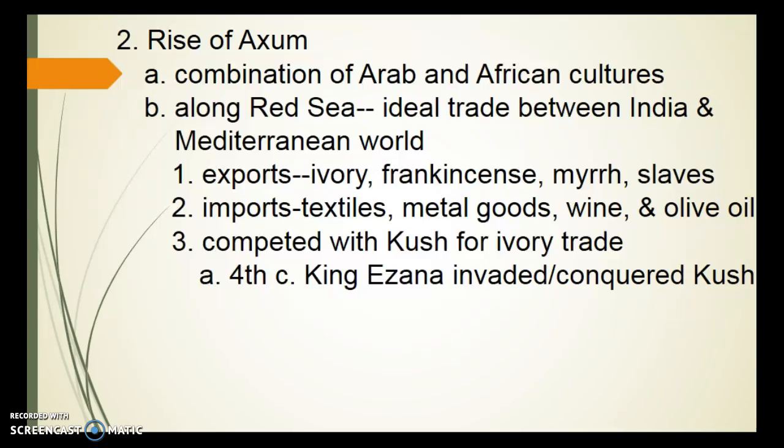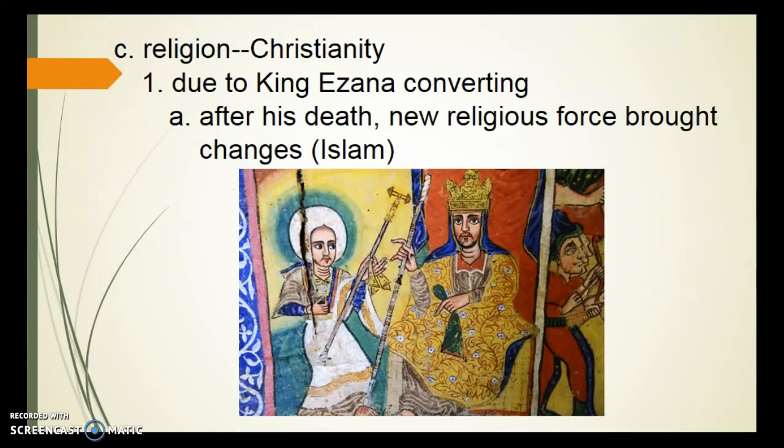So they exported ivory, frankincense, myrrh, and slaves. They brought in textiles, mostly cotton from India, metal goods, wine, and even olive oil. So the Aksum competed with the Kush kingdom for the ivory trade along here. And in the 4th century, King Ezana invaded and conquered the Kush.